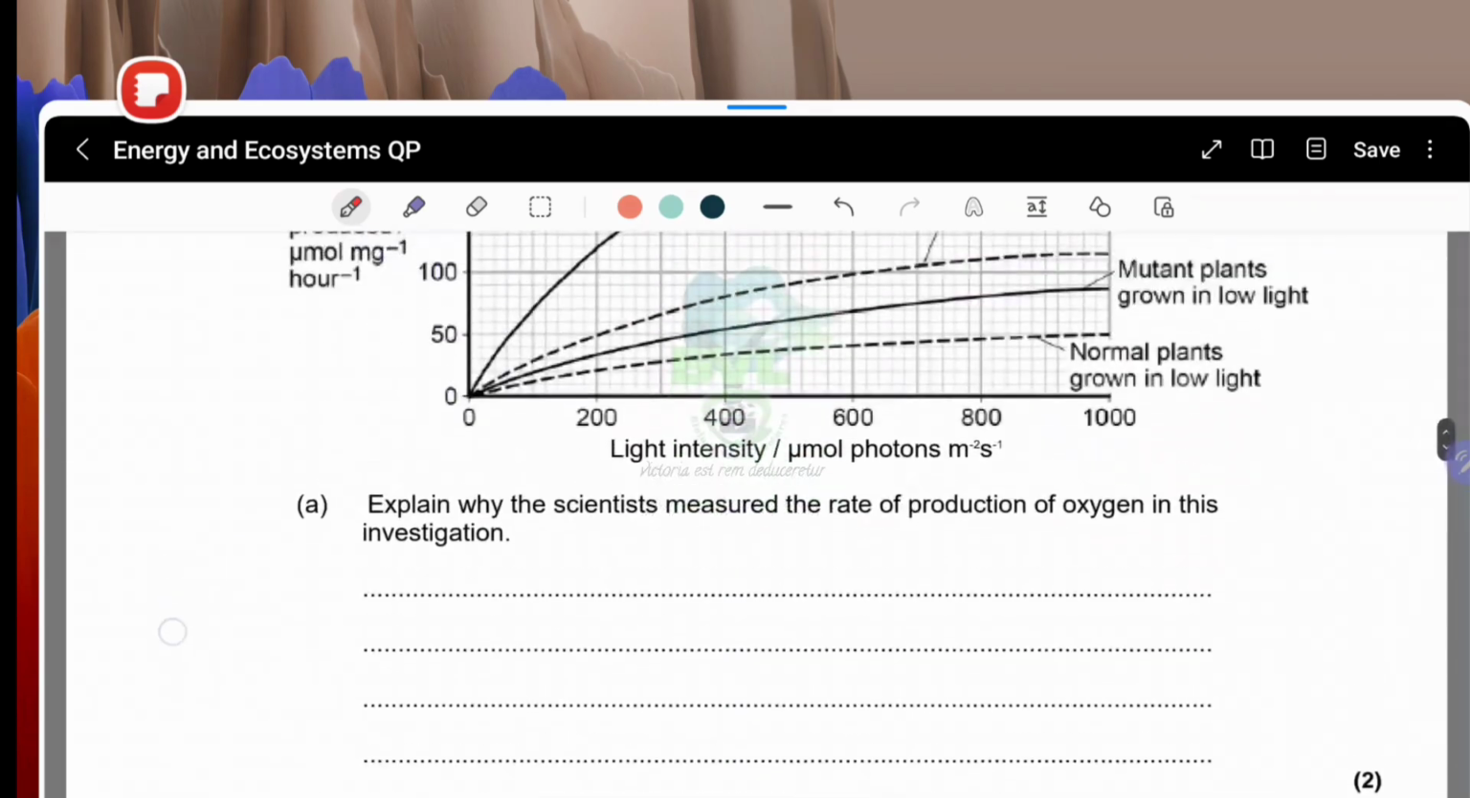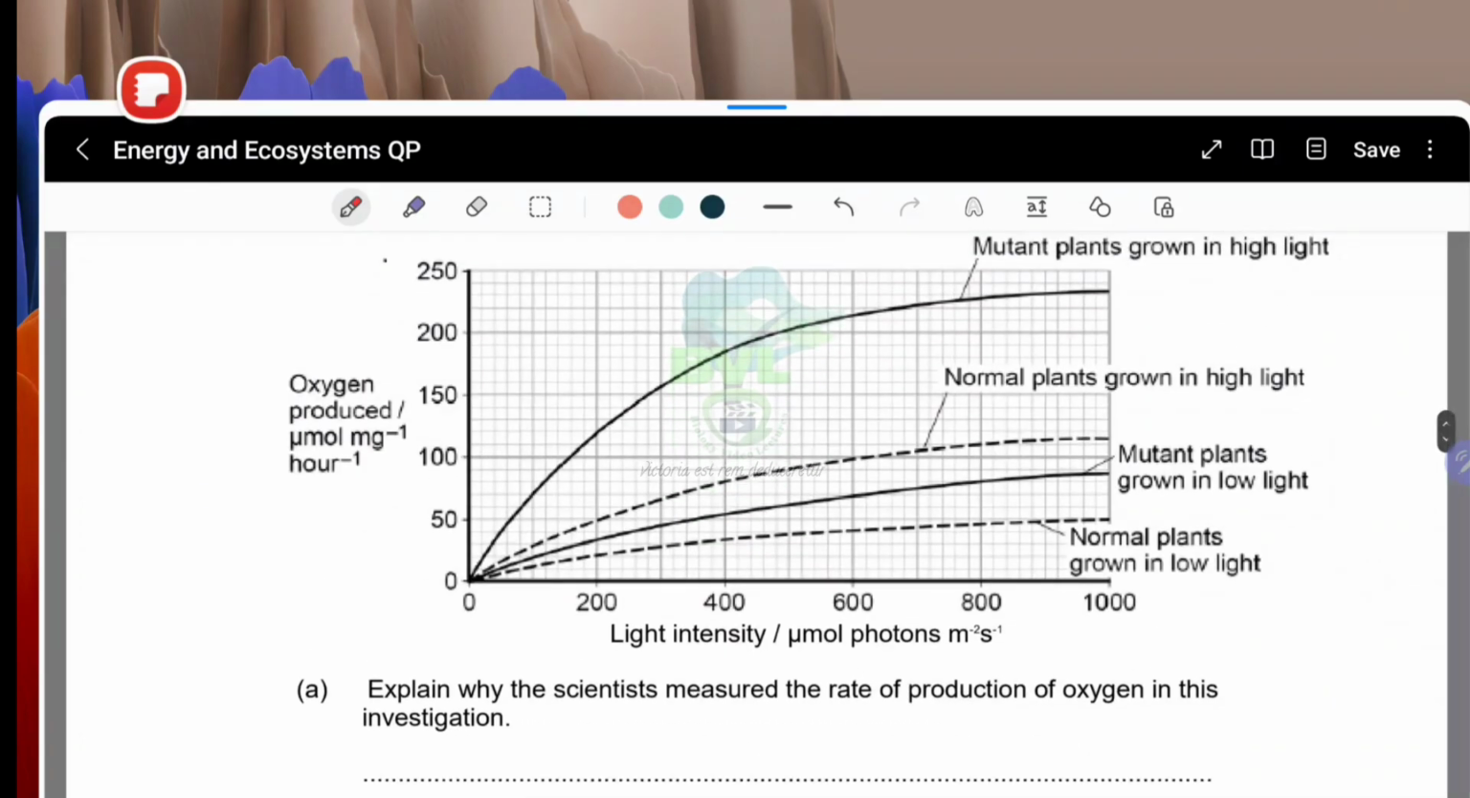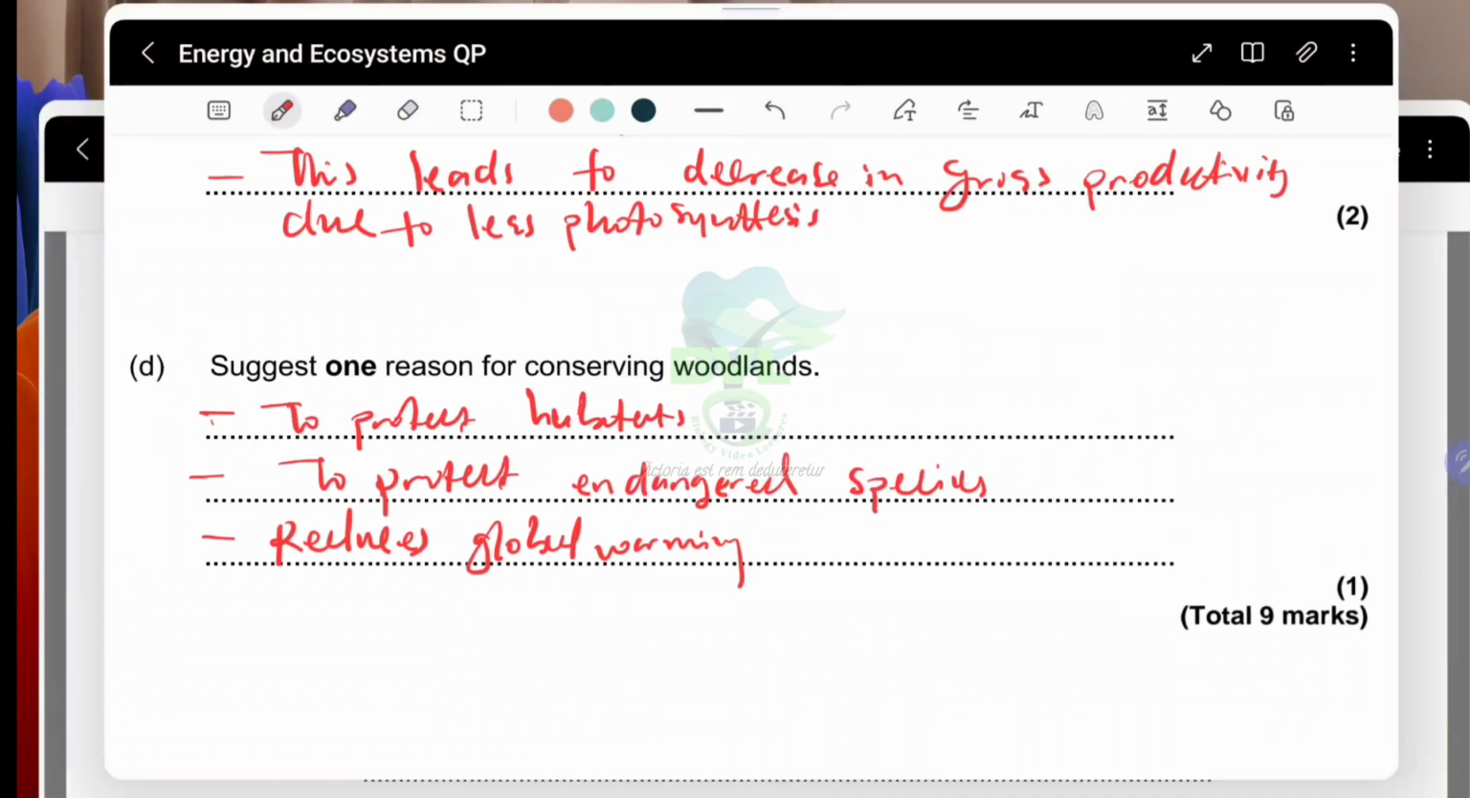So this is a 2 marker. Explain why the scientists measured the rate of production of oxygen in this investigation. So why was the rate of oxygen production what they measured? Okay, so try that.